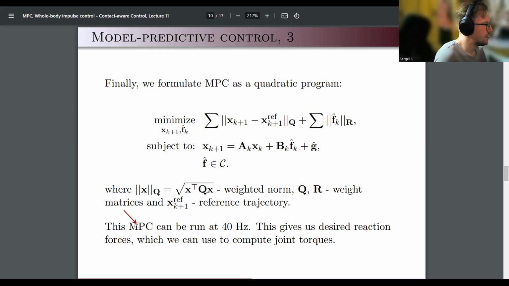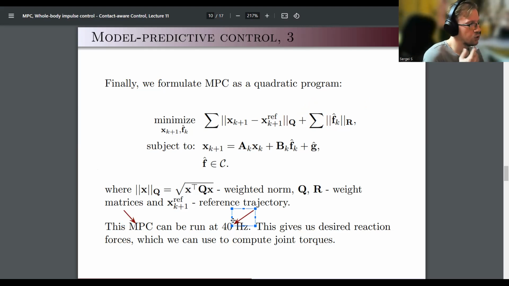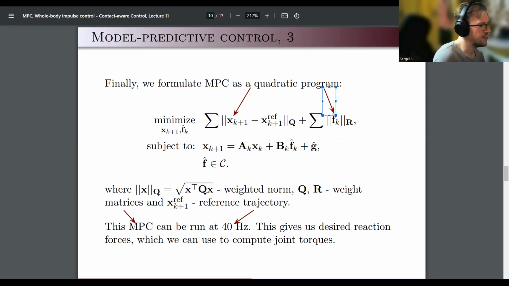Now, this MPC can run at 40 hertz, so 40 times a second. This again comes from the same paper where this was provided. This means that we could get desired reaction forces at this speed. So the output of this MPC is X, remember, X and F: desired reaction forces and the reference trajectory. That's what we get for running this MPC, and we can update it 40 times a second.